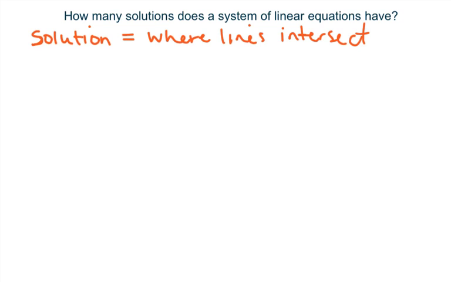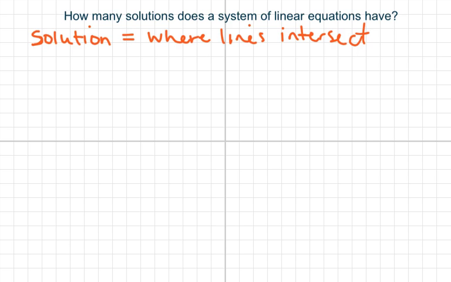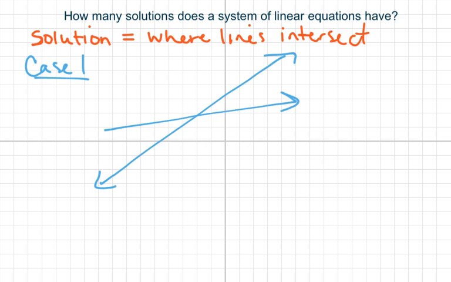So let's take a look at a graph, and one case is where we have two lines that intersect. So the point of intersection right here is the solution. So this is a case that has one solution.